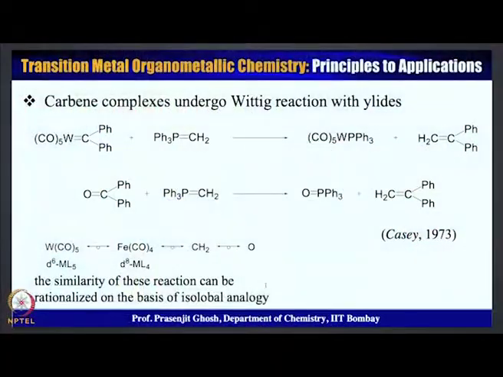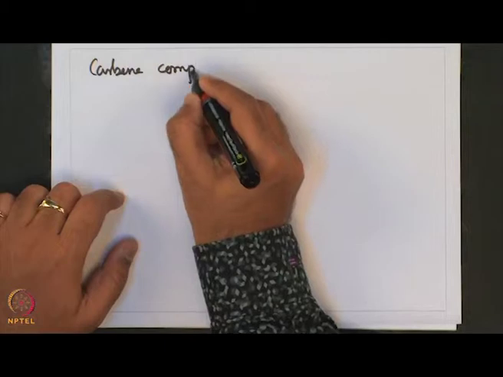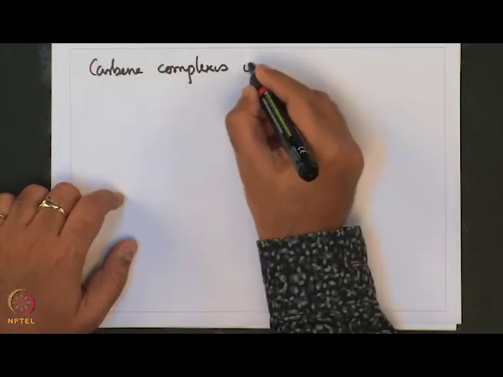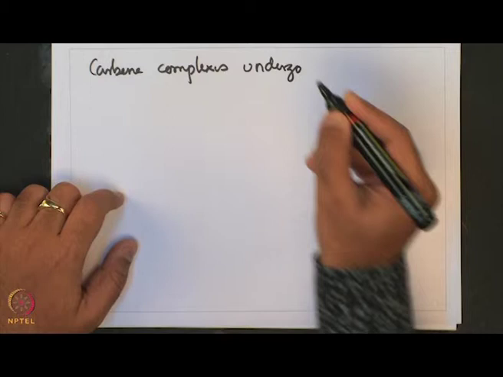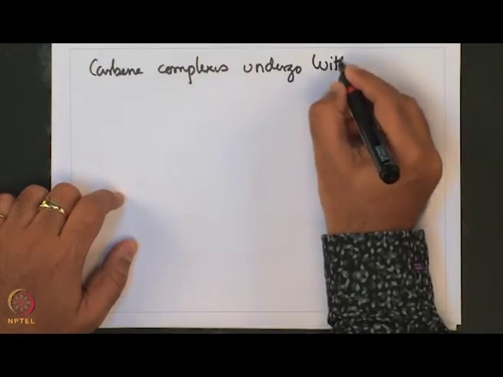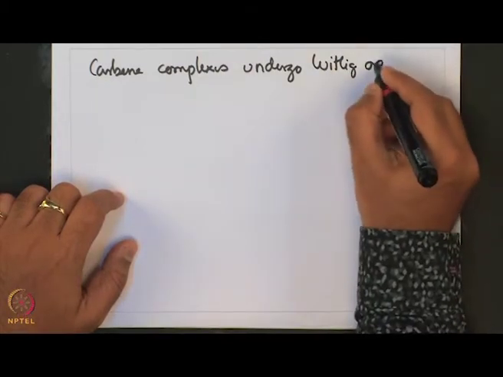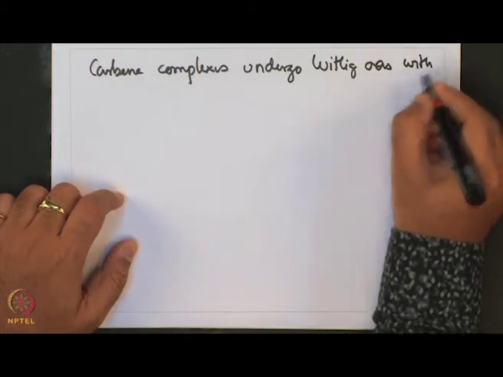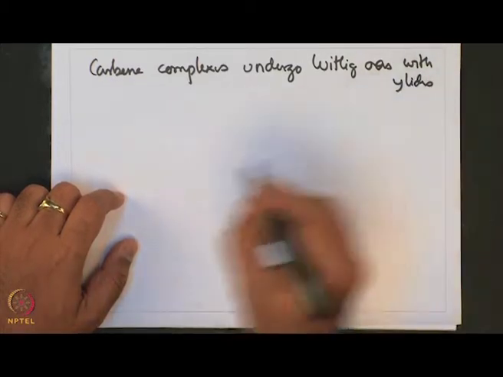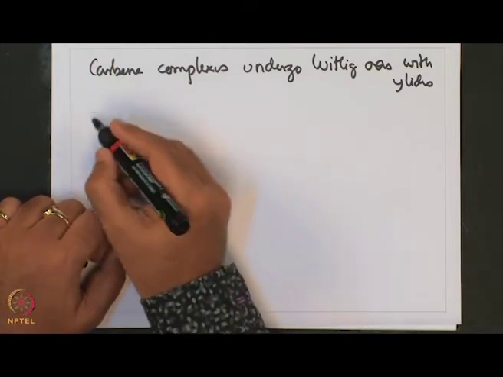We are going to now discuss another very interesting reaction of carbenes which is parallel to Wittig reaction with ylides. So, carbene complexes undergo Wittig-type reactions with ylides, and this is illustrated by the example.